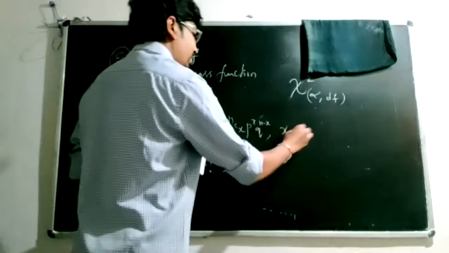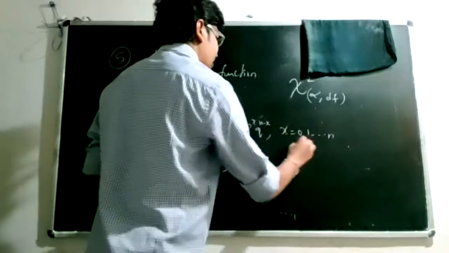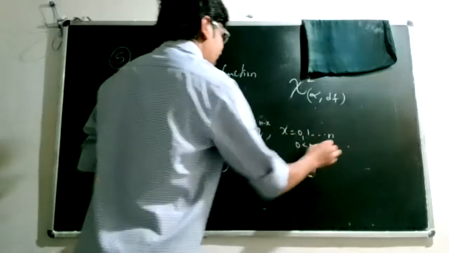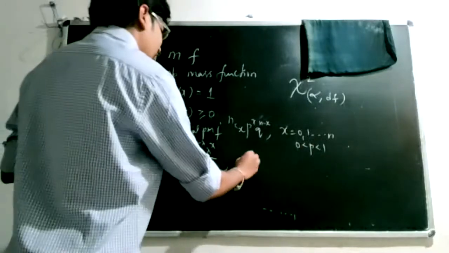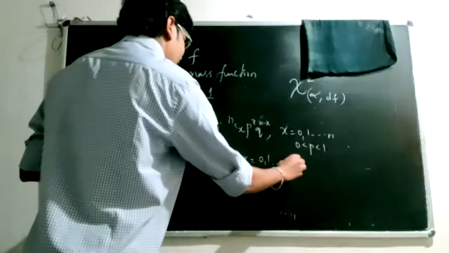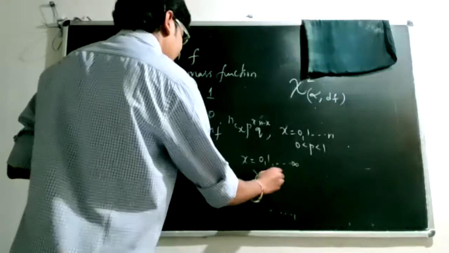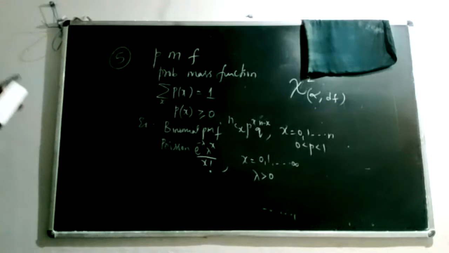So here the variable is x. It takes values 0 to n. n and p are the parameters, p lying between 0 and 1. And in Poisson, x takes values 0, 1, and so on up to infinity. Lambda is the parameter which is greater than 0.